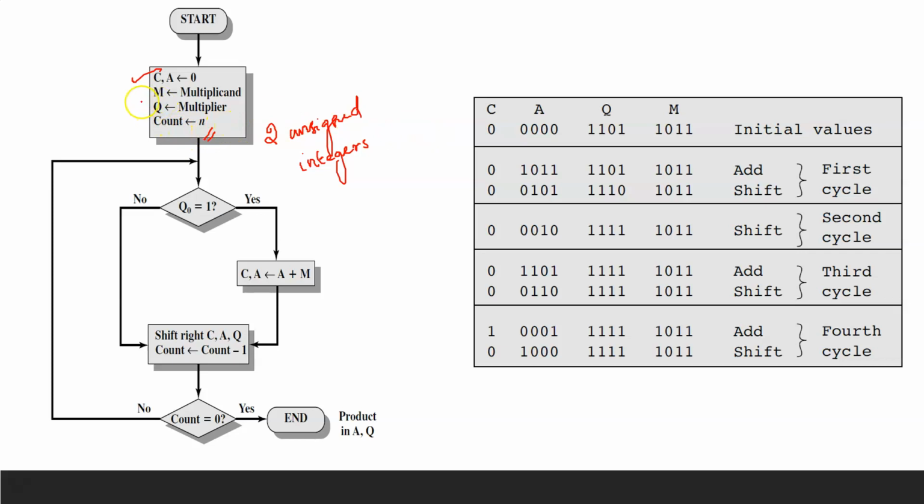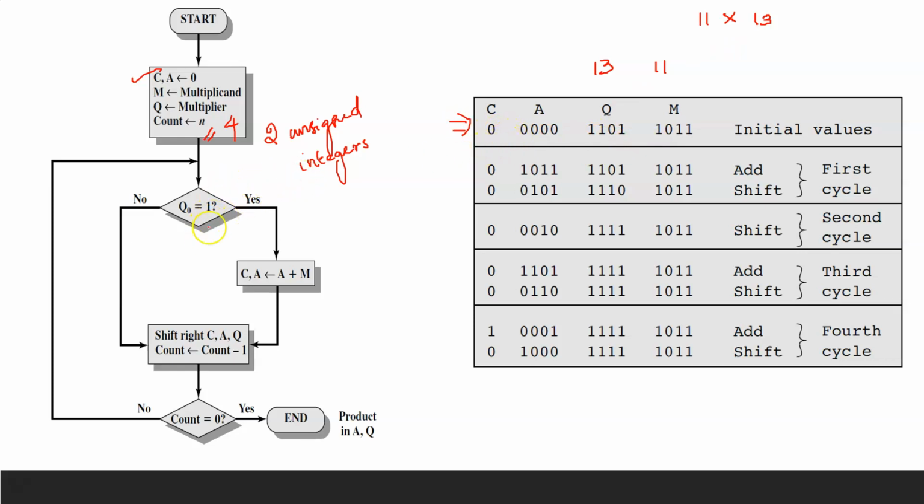So if I'm going to use a 4-bit number, my count will be 4. If I'm going to multiply two 8-bit numbers, my count will be 8. So this is all the initial arrangement. You can see this. We are going to multiply 13 and 11, where 11 is the multiplicand and 13 is the multiplier. So this is the binary representation of all this. So this is the initial setup.